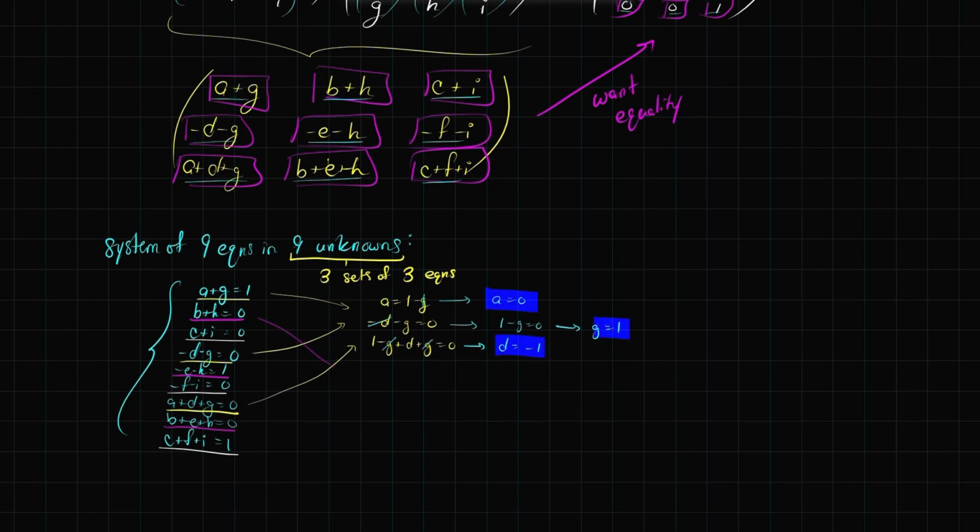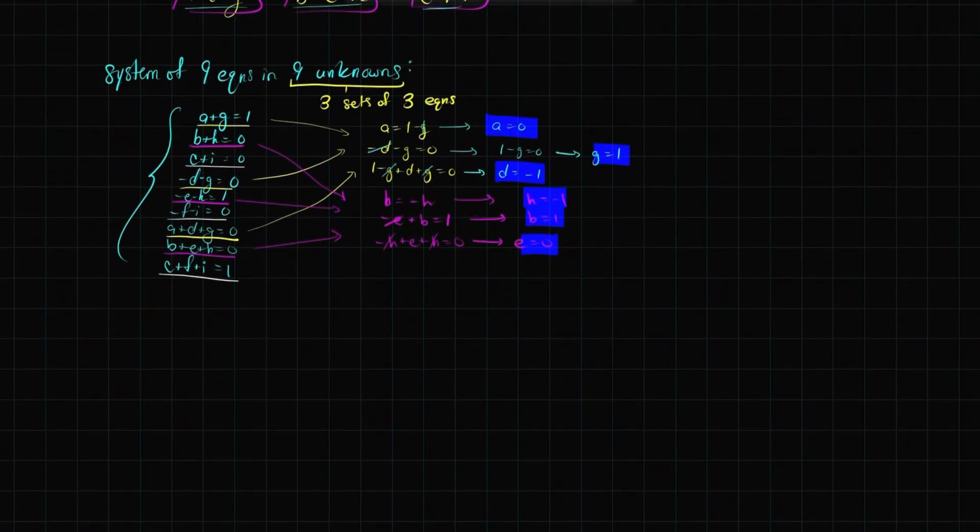We can do the same thing with the next system with the B's, E's, and H's. We have something like B plus H is 0, or B is negative H, which means that in the second equation, I have negative E plus B is 1. In the third equation, B is negative H, I have negative H plus E plus H is 0. The H's cancel, and I get that E is 0. Well, if E is 0, then the second equation gives me B is 1, and if B is 1, the third equation gives me H is negative 1. So I found 3 more.